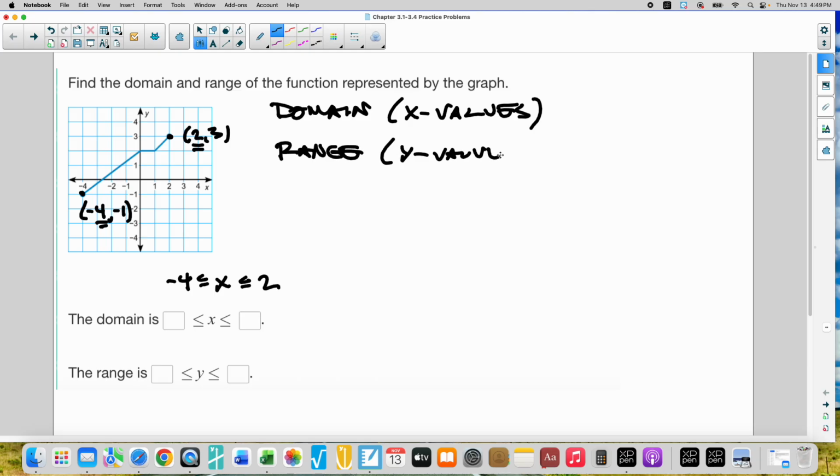And what are the y values that consist of all these points? Now, y values go up and down. So my y value here is 3, and my y value here is -1. So I want values up and down from 3 to -1. So we would write -1 is less than or equal to y, which is less than or equal to 3. Notice that each of these are in numerical order. Smaller, bigger, smaller, bigger. That's why we do less than signs.